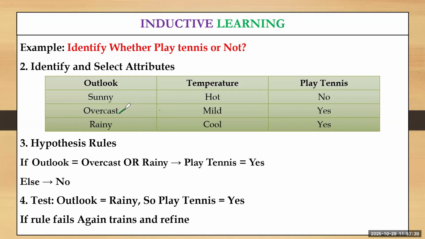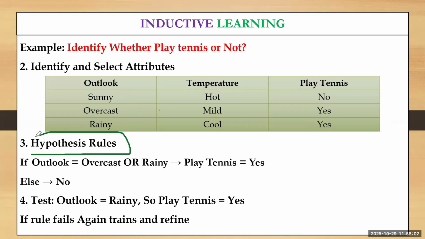And then if it is overcast, what is the pattern we observe? We can play tennis. And if it is rainy, what pattern do we observe? We can play tennis. So this is the pattern we observe. Similarly, the computer system, based upon this data set, will observe some patterns. Based upon these patterns, it will create some rules.